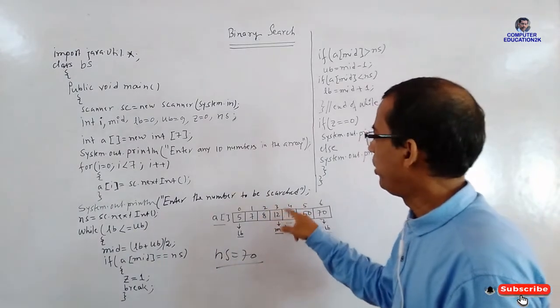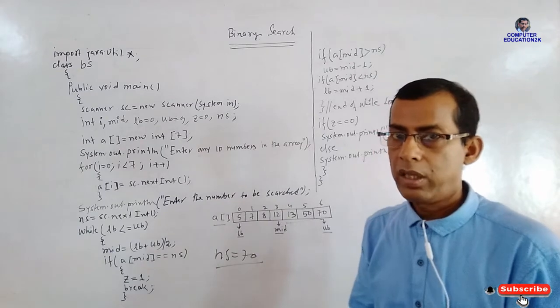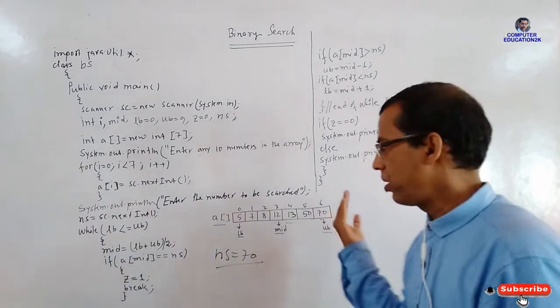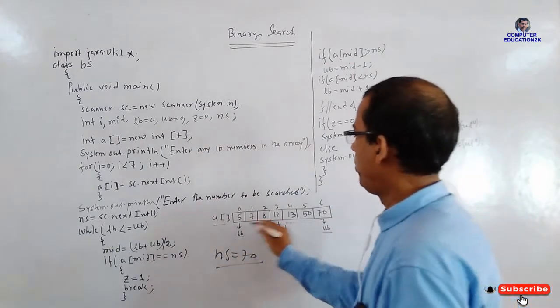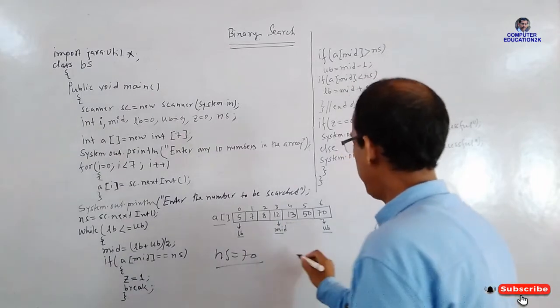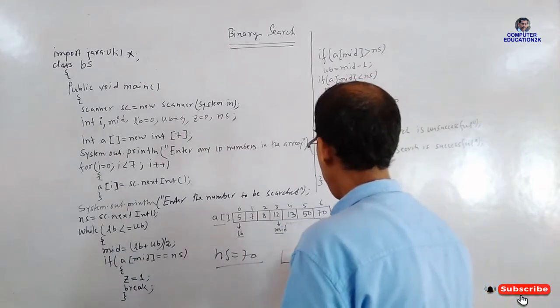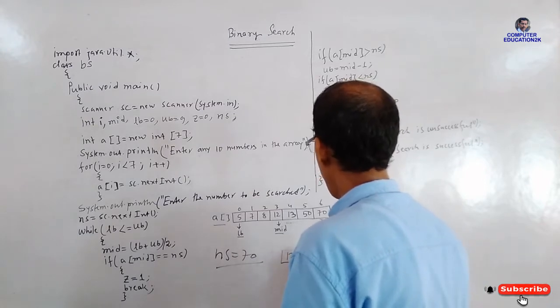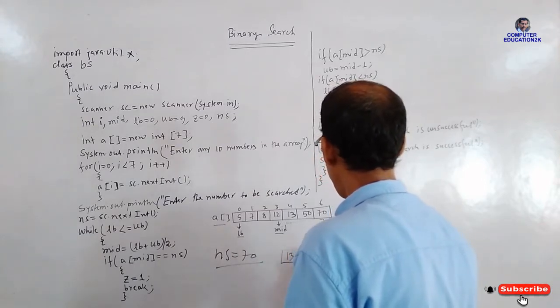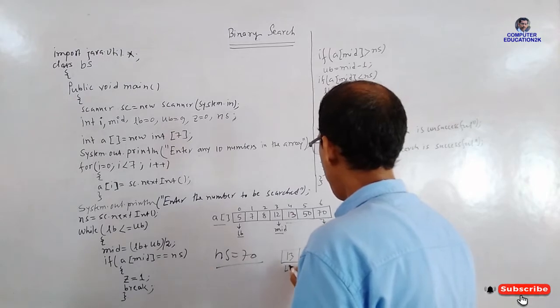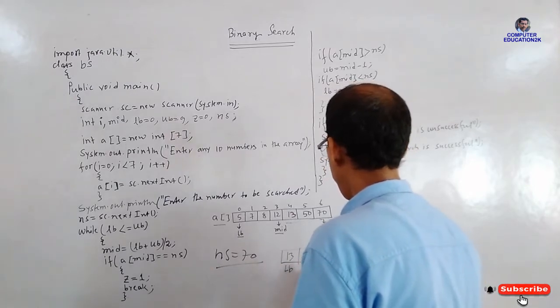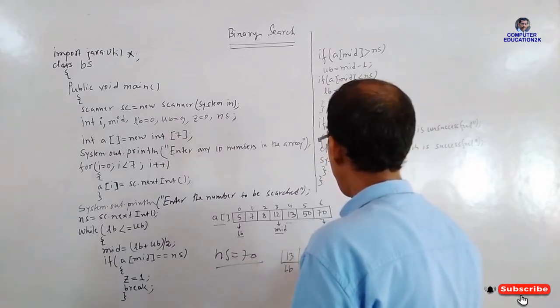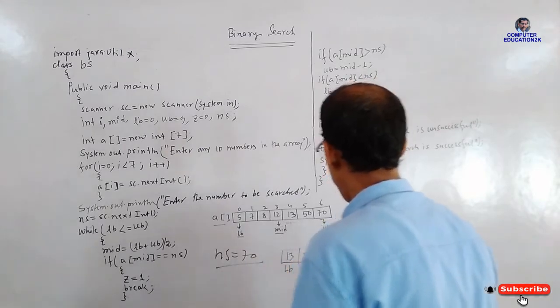Now the mid value is smaller than the search number. Obviously you will get the number in the left hand side. So the array will be divided in two parts. So you will take this part, now this part: 13, 50 and 70. Now this is lower bound, this is upper bound, and this is mid.